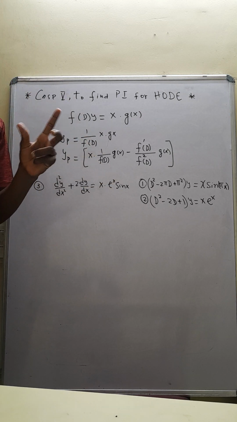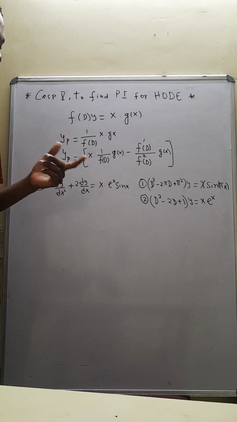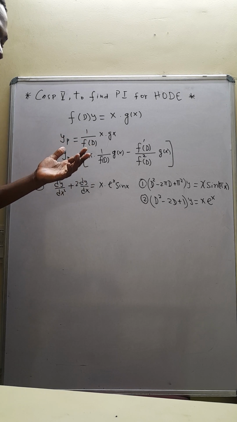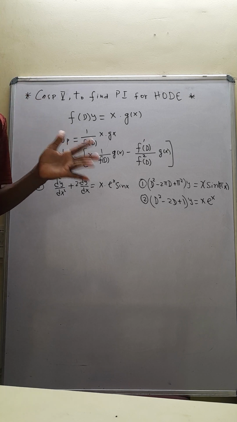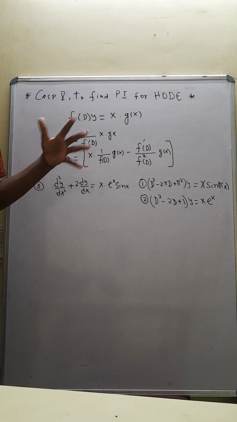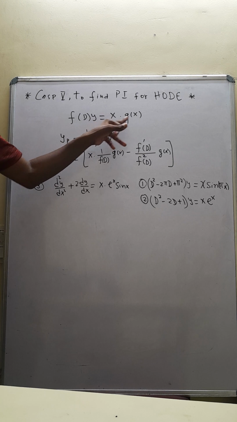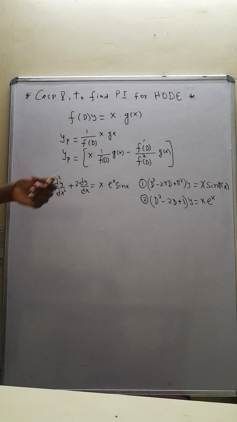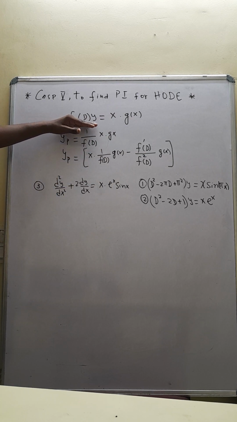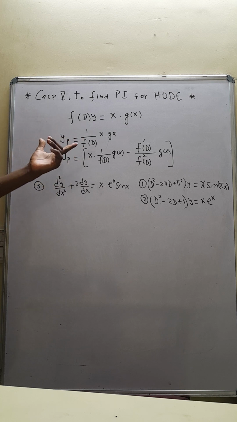So just to understand, sometimes some exercises you can solve by two cases. This case number five is usually applied for cases where you have x times g of x on the other side. When we have a function of D times y equal to x times g of x, we can apply this case number five.